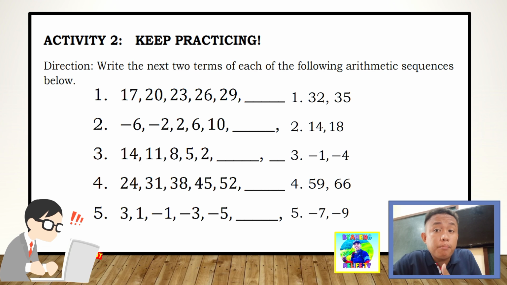At para guys naman sa number 5, ang common difference po natin ay negative 2. Kaya po ang given natin ay ganyan. So, that will be negative 7 at negative 9. And I hope guys, naintindihan nyo yung discussion natin about this one, arithmetic sequence and common difference.